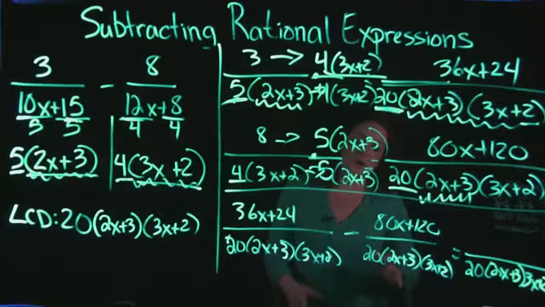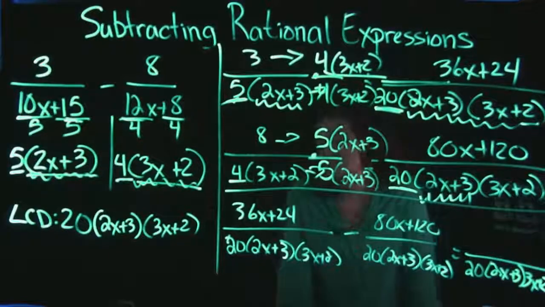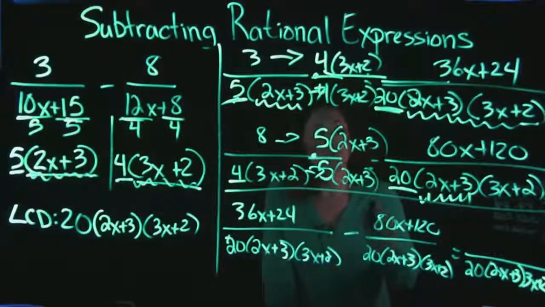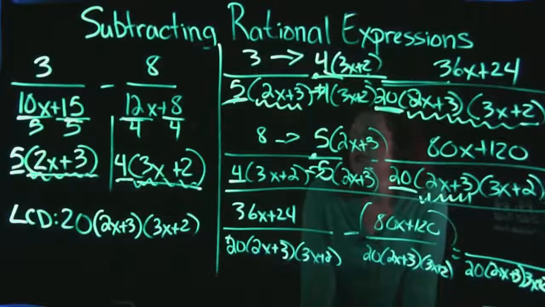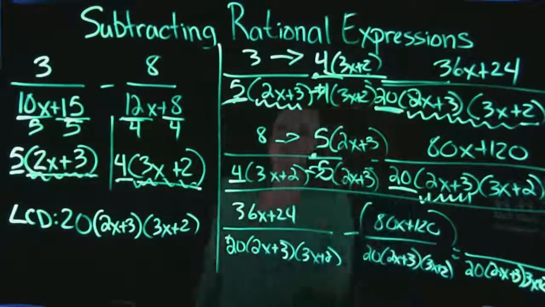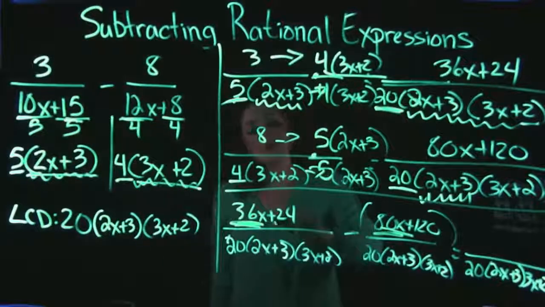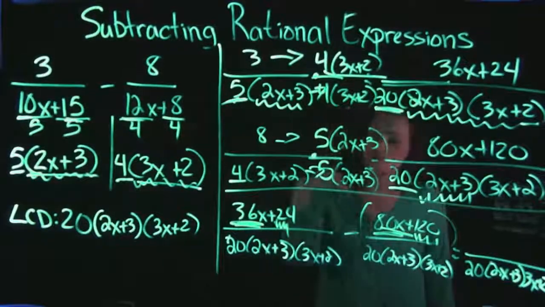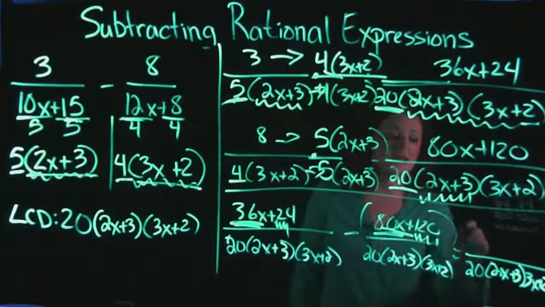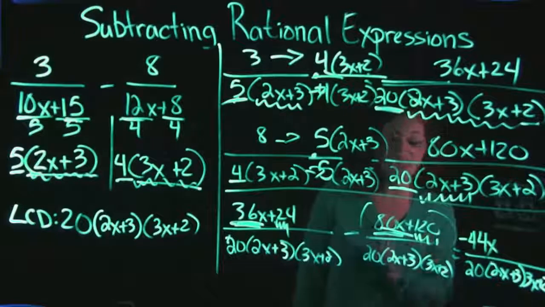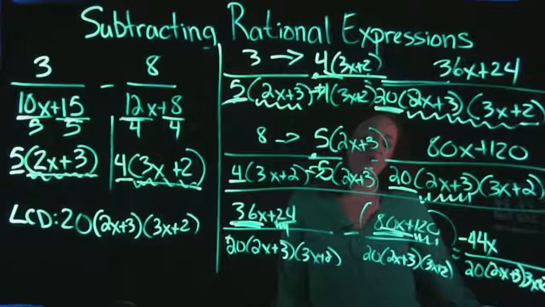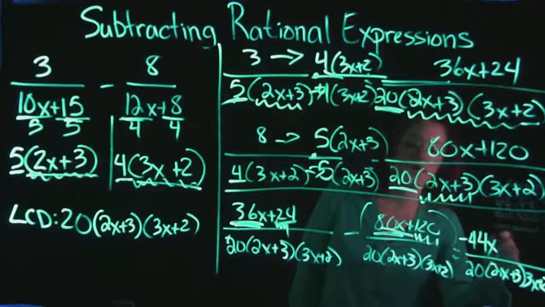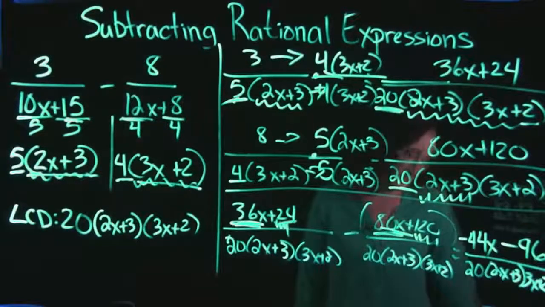And we're going to subtract our numerators together. So we're going to take 36x plus 24, and subtract 80x plus 120. Keep in mind that when you subtract, you are only able to subtract like terms. So your x's are your like terms, so are your numbers. So we're going to do 36x minus 80x, which gives us a negative 44x. And then 24 minus 120 is a negative 96.